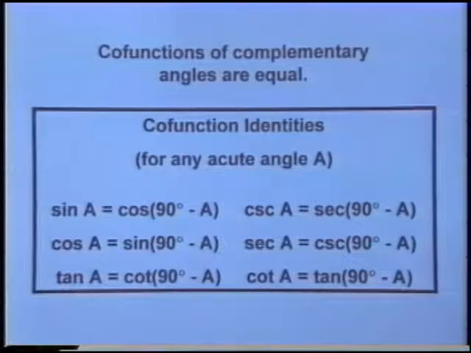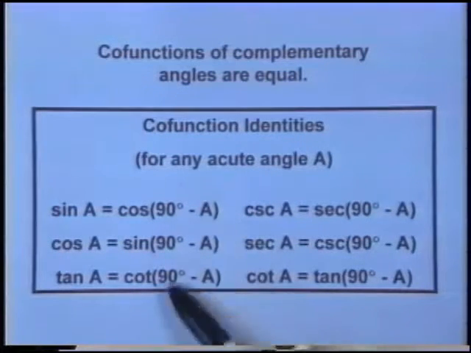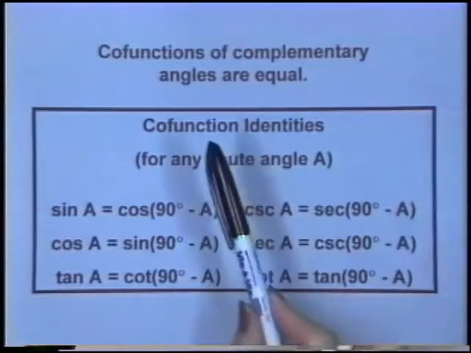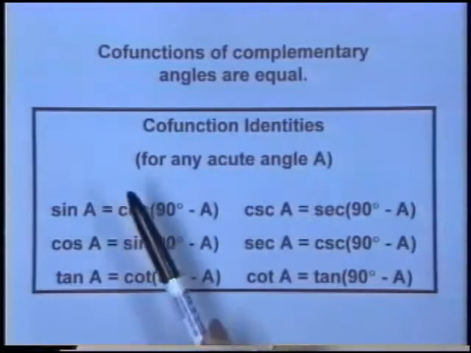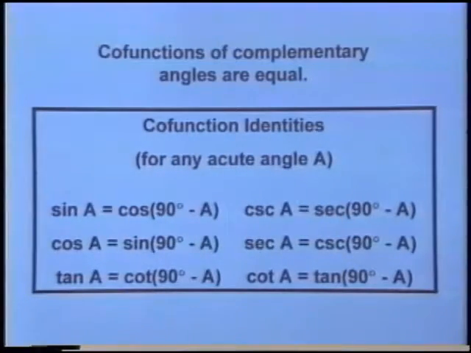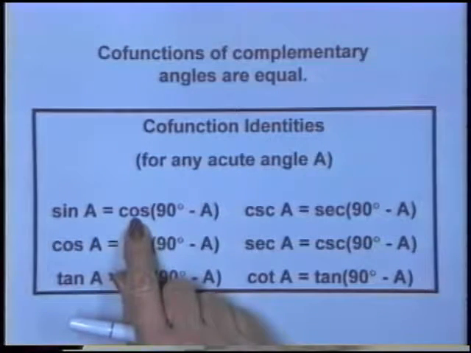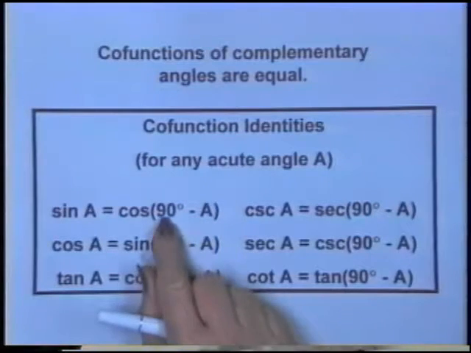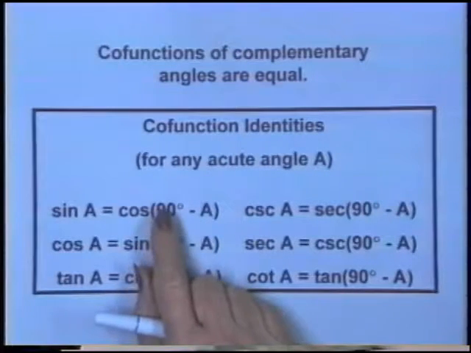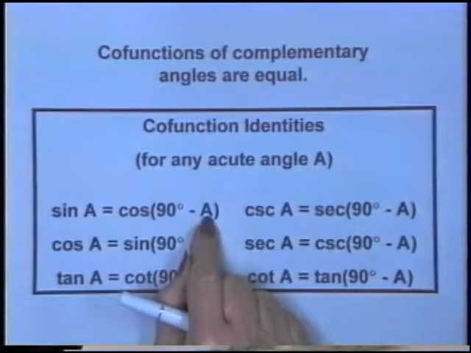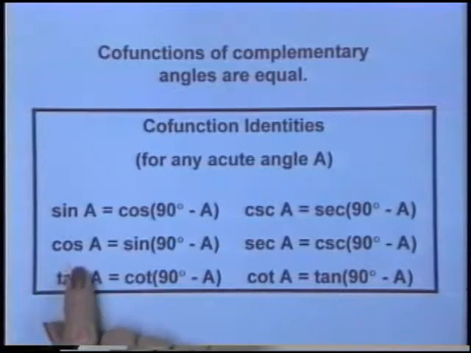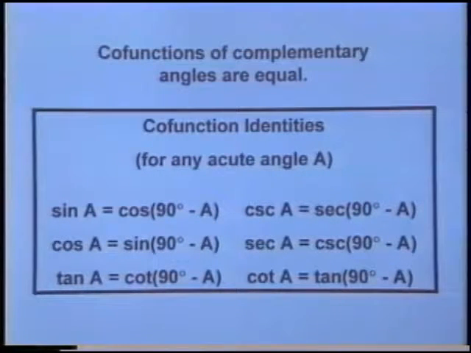Keep in mind, cofunctions of complementary angles are equal, and we get 6 more identities. These are called cofunction identities for any acute angle A. The sine of A is equal to the cosine of the complement of A, and the way we find the complement of A is to say 90 subtract A. Be sure that you write these down and that you memorize these.